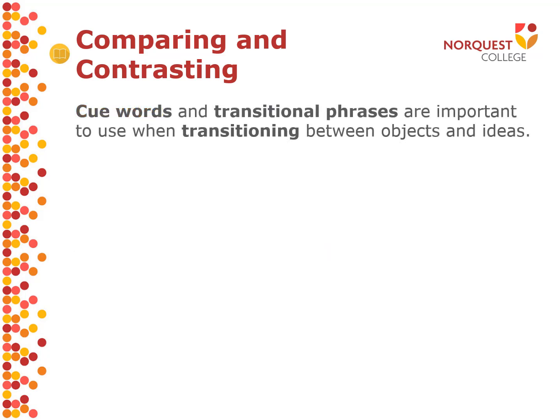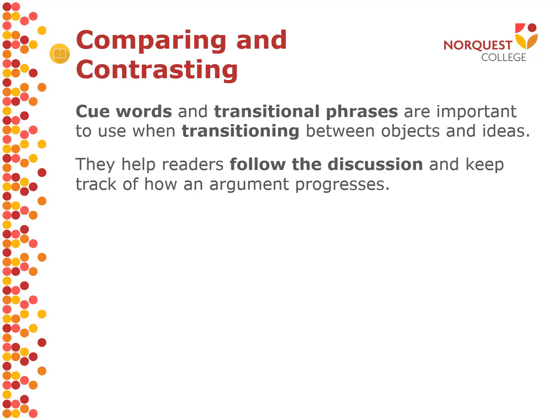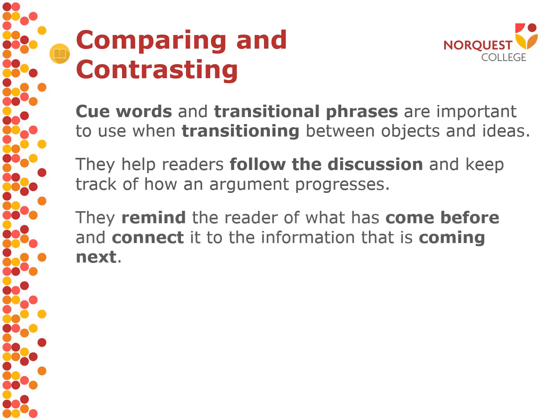Cue words and transitional phrases are important to use when transitioning between objects and ideas. They help readers follow the discussion and keep track of how an argument progresses. They remind the reader of what has come before and connect it to the information that's coming next.